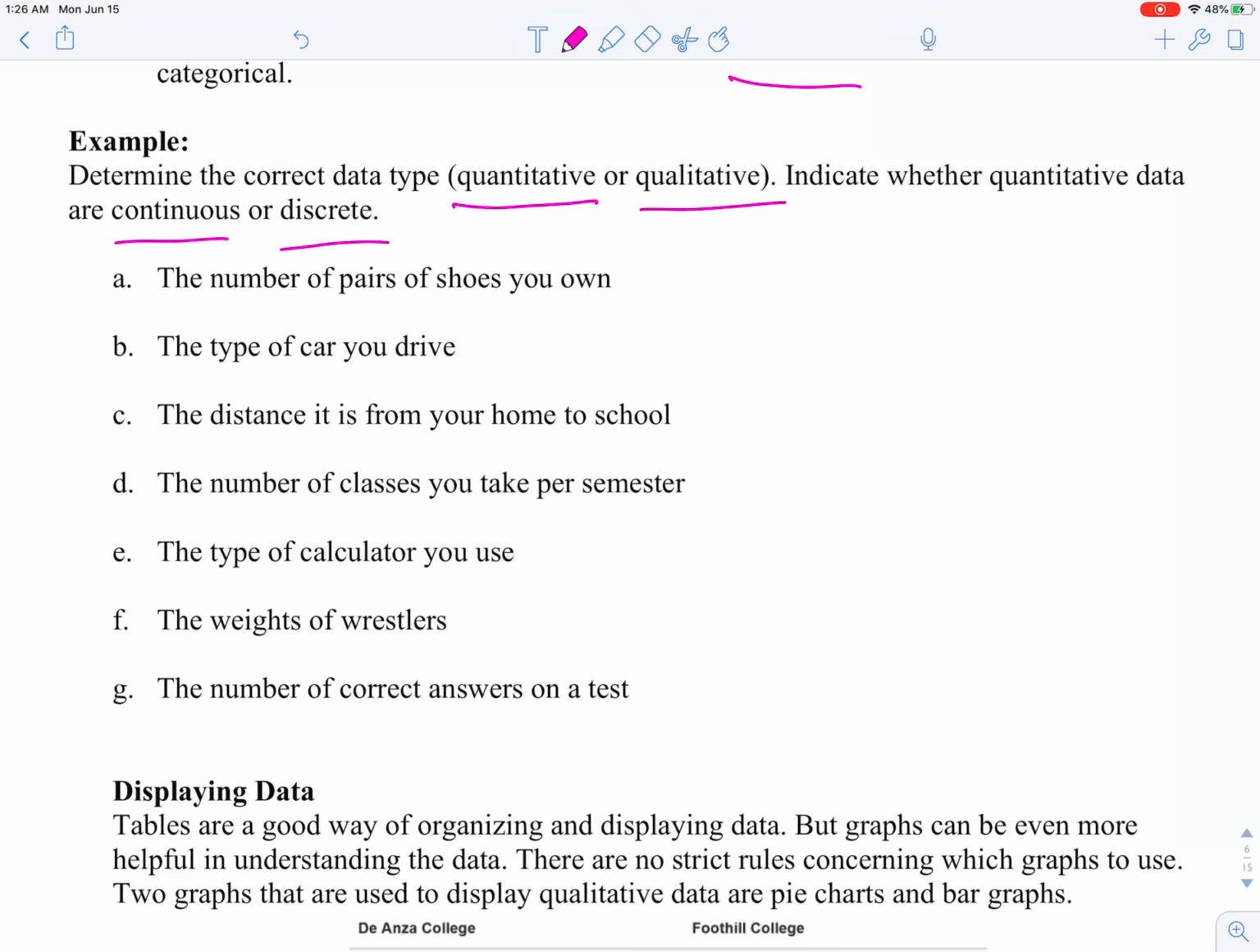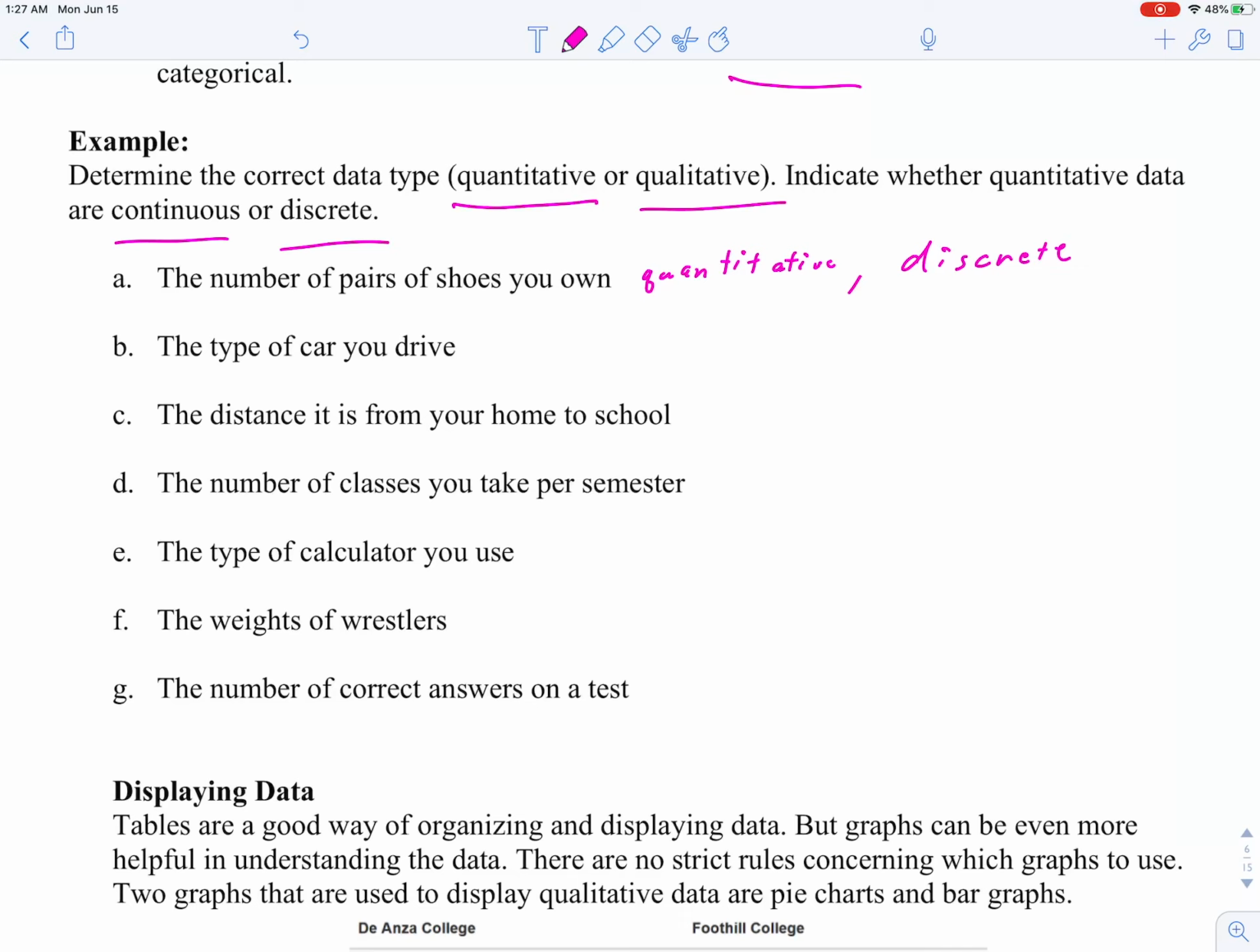All right, so number of pairs of shoes you own. It's definitely something you can count. And either you have a pair of shoes or you don't. You can't say you have 3/4 of a pair of shoes. That doesn't make sense. Okay, so that's quantitative. And since it's quantitative and we can count it, it's discrete. Okay, quantitative discrete.